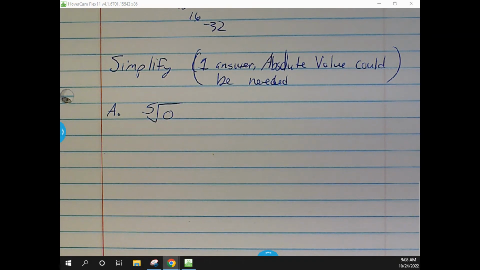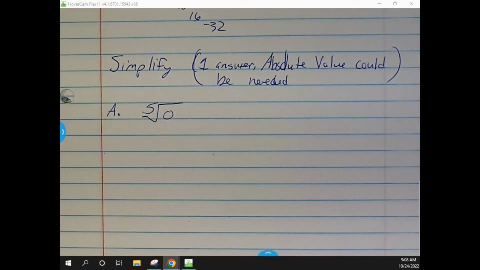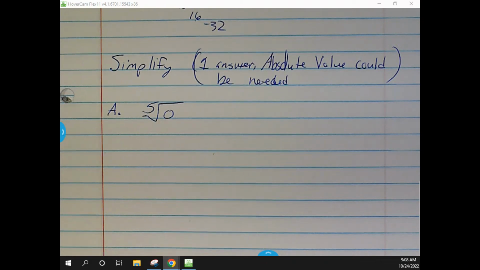All right, fifth root of 0. Is this like example 1? Yeah, I just thought we'd go A, B, C, D this time instead of example 1, example 2. Okay, just making sure. All right. Yep. Fifth root of 0. How many times do we have to multiply 0 to get 0? Just how many times we need it, right?